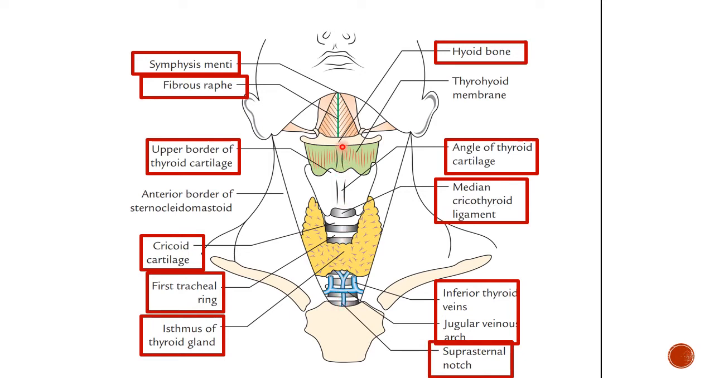So these are all the structures present at the midline. They form the base of the anterior triangle of the neck. Then let us discuss what is present above and what is present below.